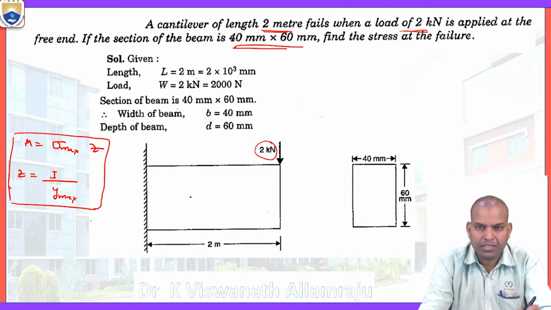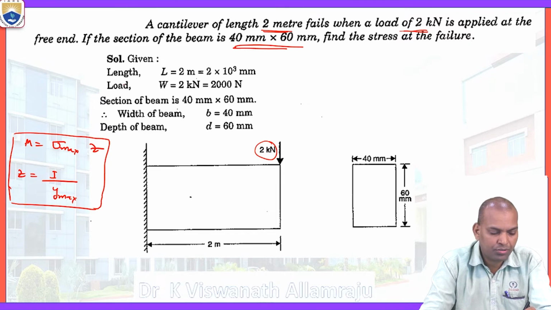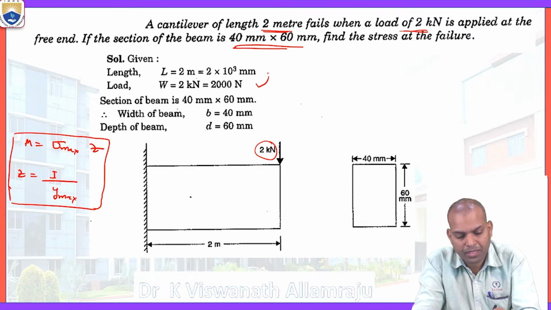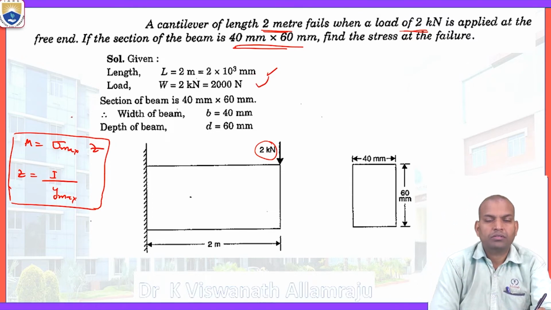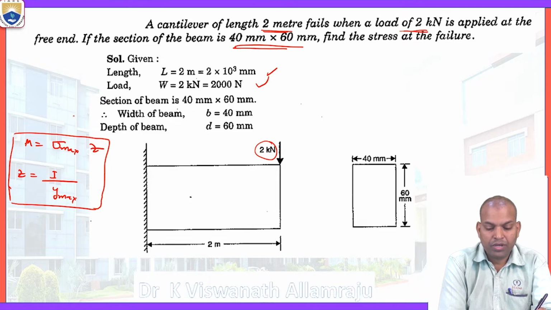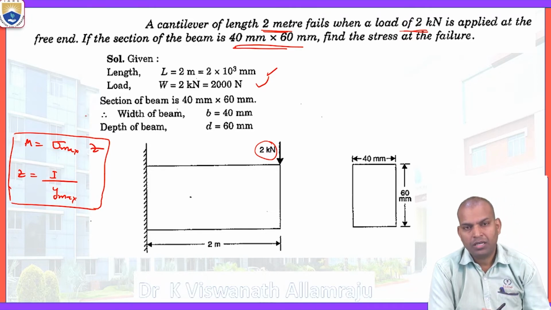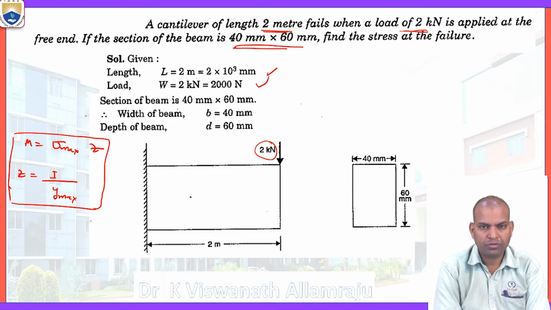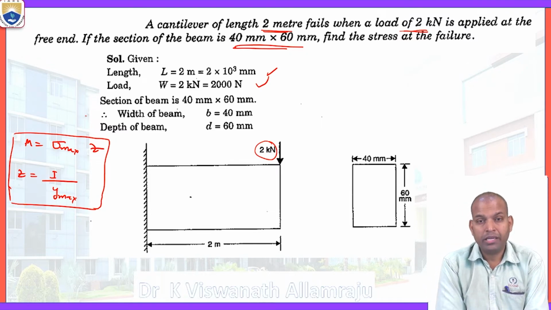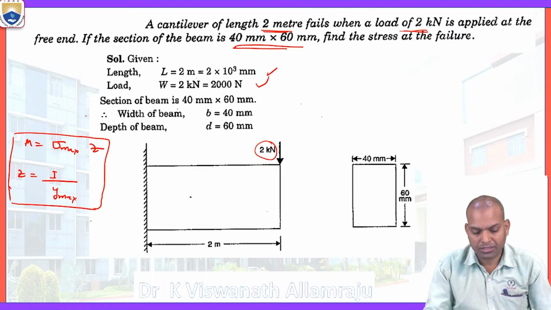Now let us write down the given data. Length of the beam L equal to 2 meters, that is 2 into 10 cube, that is 2000 millimeters. And the load is 2 kilonewtons, that is 2000 newtons. Now the section of the beam is a rectangular section, so we have to consider which value is the breadth and which value is the depth. For a rectangular section, the larger value is the depth and the smaller value is the width, that is b equal to 40 millimeters and d equal to 60 millimeters.